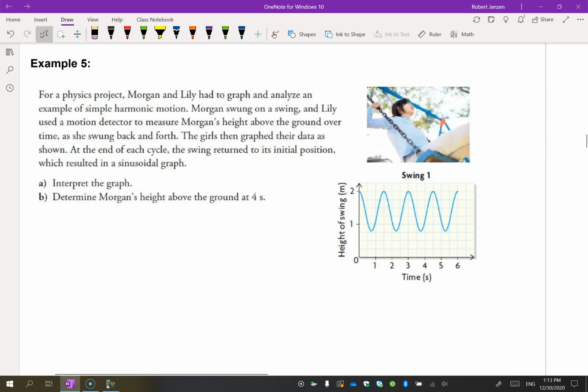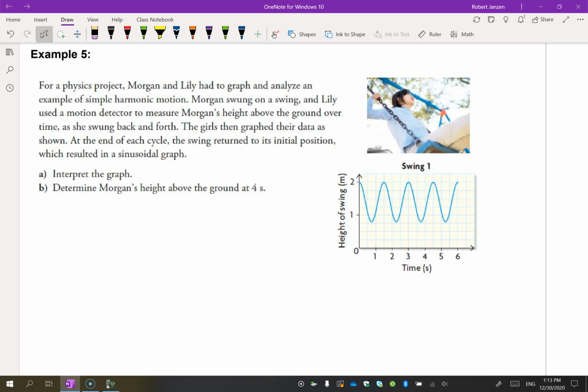Okay, example 5. For a physics project, Morgan and Lily had to graph and analyze an example of simple harmonic motion. Morgan swung on a swing, and Lily used a motion detector to measure Morgan's height above the ground over time as she swung back and forth. The girls then graphed their data as shown. At the end of each cycle, the swing returned to its initial position, which resulted in a sinusoidal graph. Okay? So interpret the graph. Determine Morgan's height above the ground at 4 seconds.